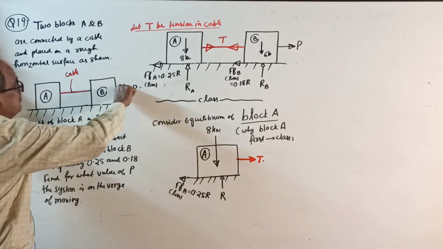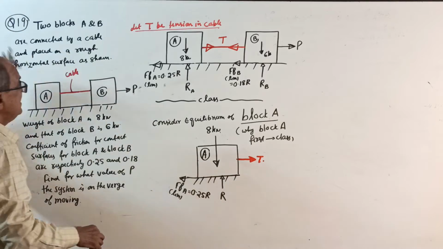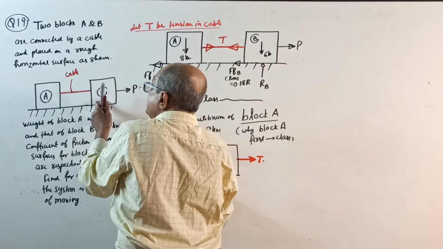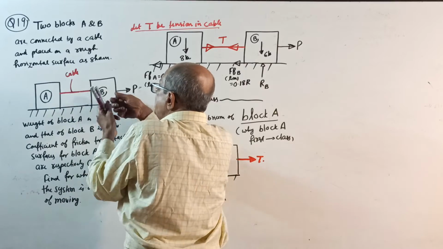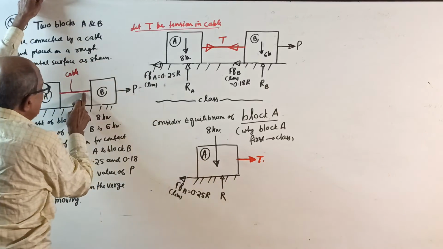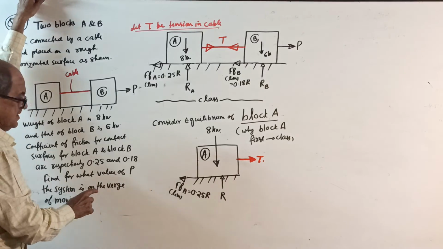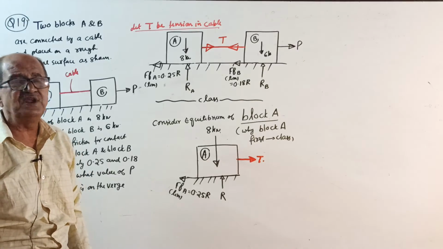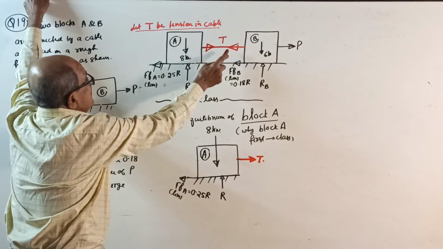Find for what value of P the entire system, not one block, is on the verge of moving. When you apply a force here, block B will first start moving. When B reaches the verge of moving, the cable will prevent it. But if you apply further force, this also will start moving. So you see, two members connected by a cable, now it is not preventing motion. Find what value of P the system is on the verge of moving. Or the question can be, find the minimum force required to create motion of the system. Let T be the tension in the cable.